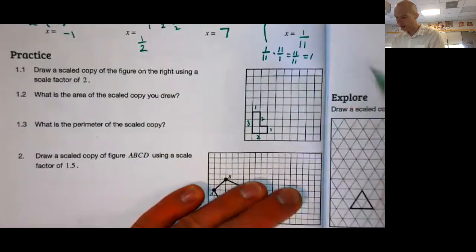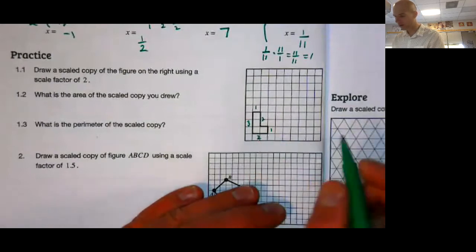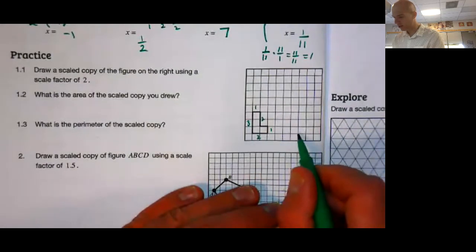So that means I have to make sure I start somewhere where I have at least 4 boxes when I draw the bottom, right? I don't want to go off the page. So let's see here. 1, 2, 3, 4. Yeah, I think if I start here, I'll be good.